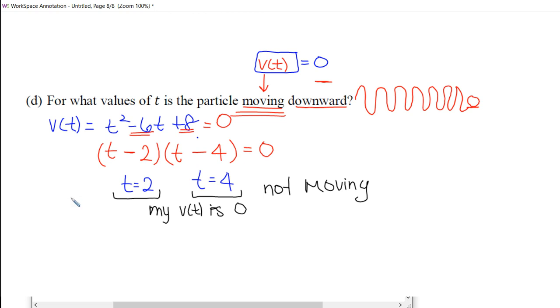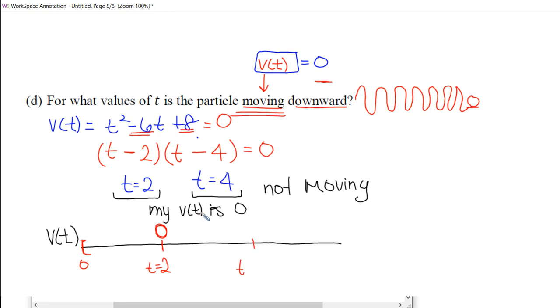So here's what I know. On my timeline, this is my velocities timeline. Okay? At time equals 2, so starting at 0, this is where it starts at 0. At time equal 2, my velocity is 0. At time equal 4, my velocity is also 0.